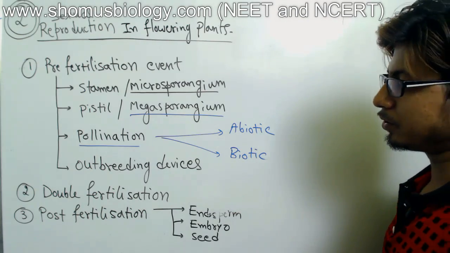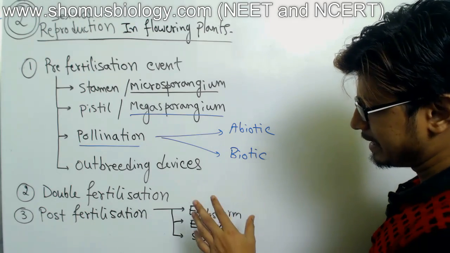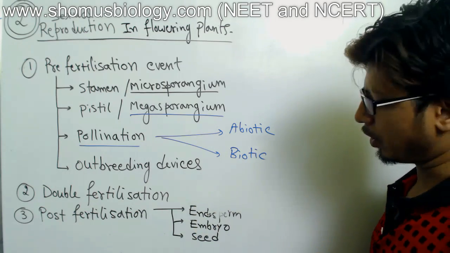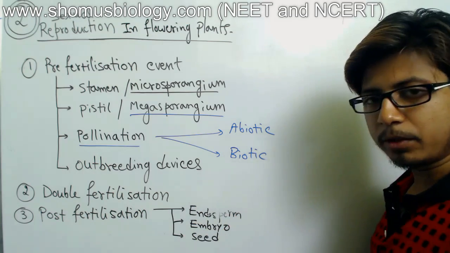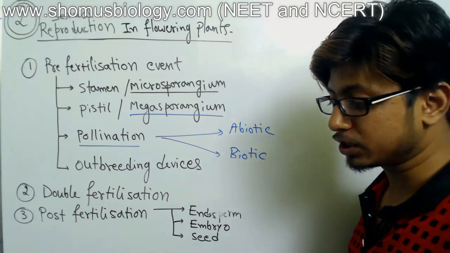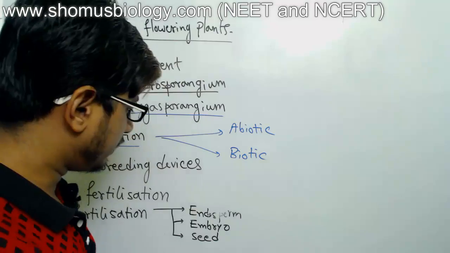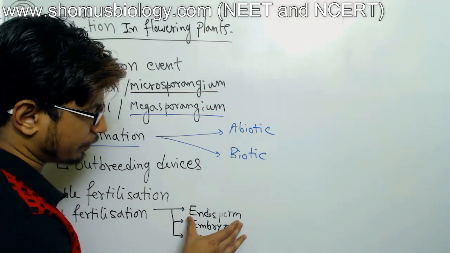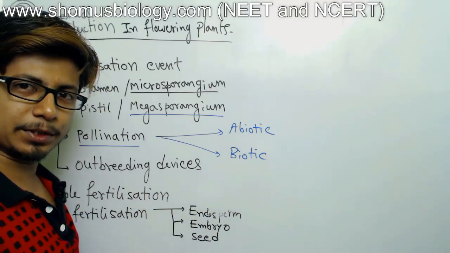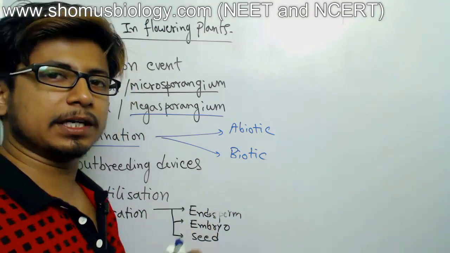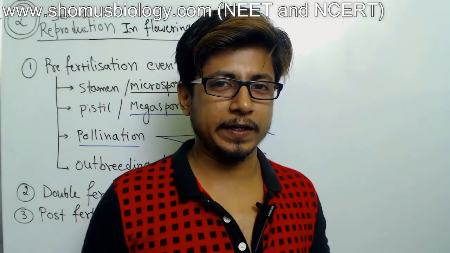So here we are going to talk about the post-fertilization events, and there are three things that we want to talk about: endosperm, embryo and seed. We are going to talk about their origin, their structures, and how they mature in the future. Now remember one thing, I have told you about the generation of endosperm in the last few lectures. Remember, during fertilization in flowering plants, two fertilization events take place.